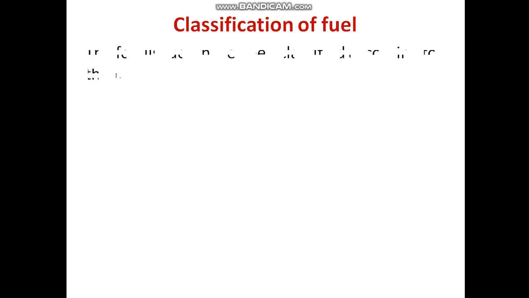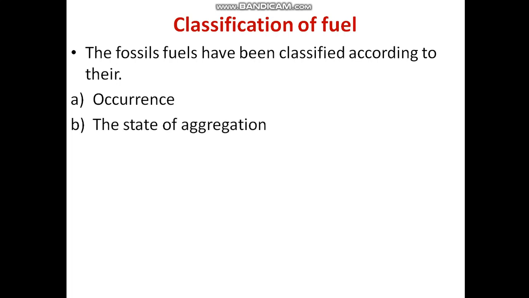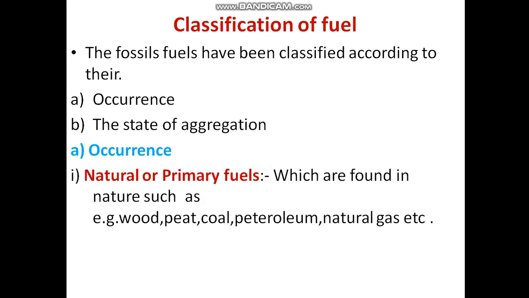Now the classification of fuel. The fuels have been classified according to, number one, their occurrence, and the second is the state of aggregation. Now let's have a look at the occurrence. The occurrence of the fuels takes place as natural or primary fuels. The primary fuels are those which are obtained or found in nature, like wood, peat, coal, petroleum and natural gas. So these things which we obtain from nature are called primary fuels.